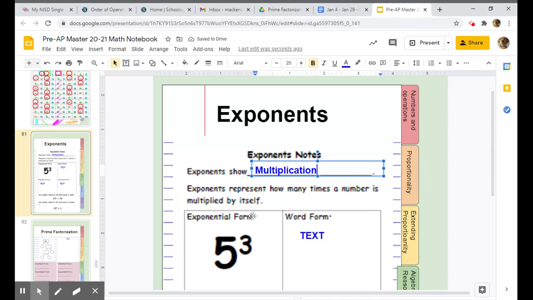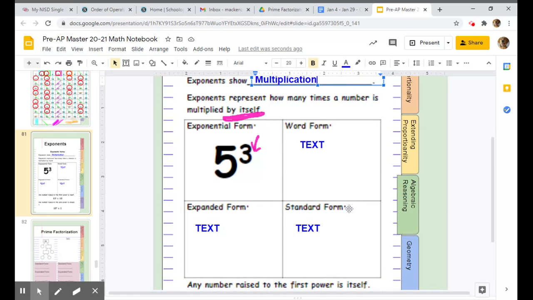Okay, exponents represent how many times a number is multiplied by itself. So the key word here is that it's being multiplied by itself. Okay, so we're multiplying the same number over and over. So the exponent is this little number here. Okay, so that little number there is what we call the exponent. I'm sure you guys have seen them before. You probably just haven't worked with them before.